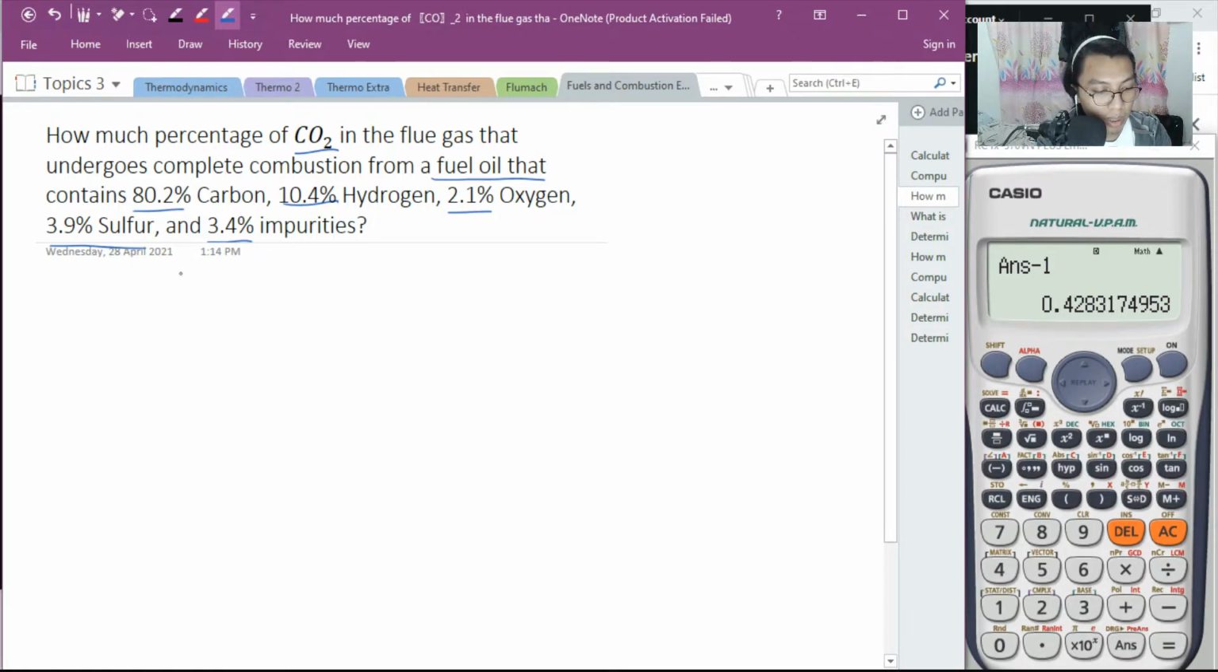Hanapin mo yung separate weights. Yung magiging weight ng actual is equal to yung weight ng flue gas plus yung byproducts, okay? Byproducts.